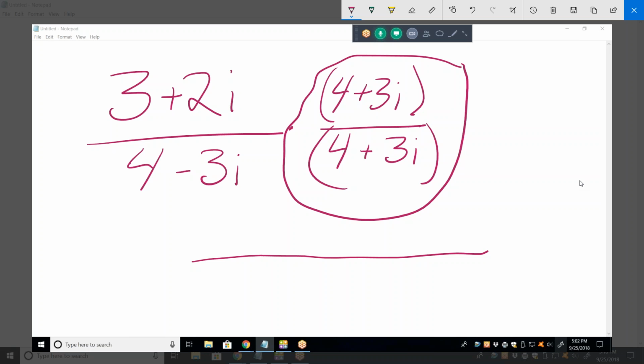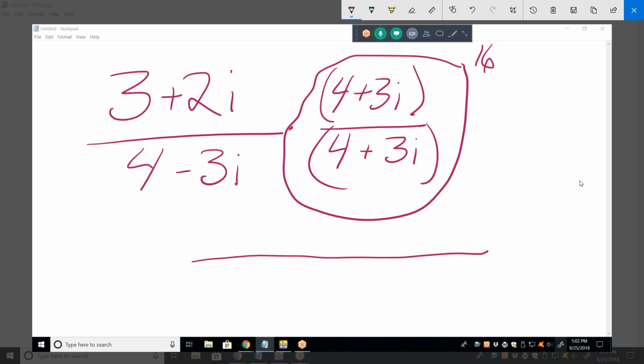4 times 3i, right? No. First term is the first term times the first term. 4 times 4. That's what the F means. First terms of both of them, you're multiplying them together. So 16 is our first term.